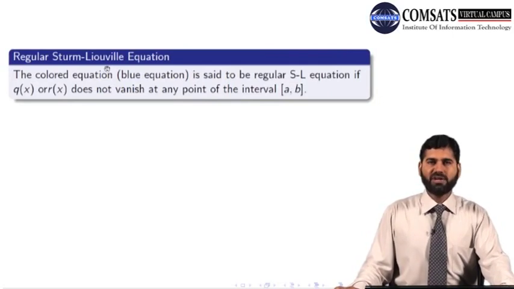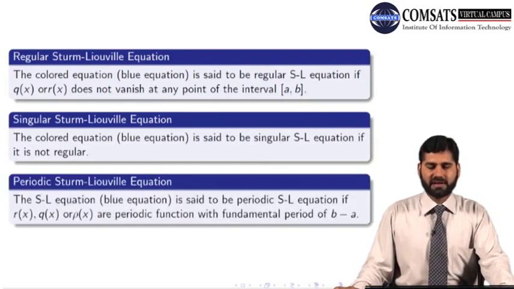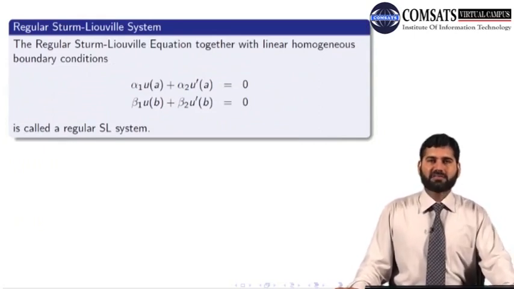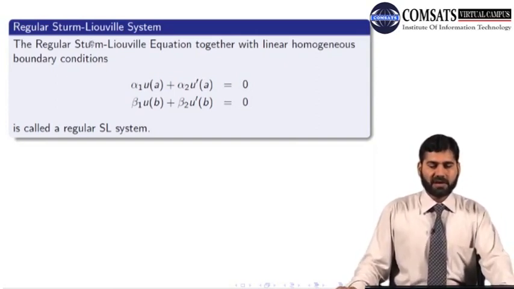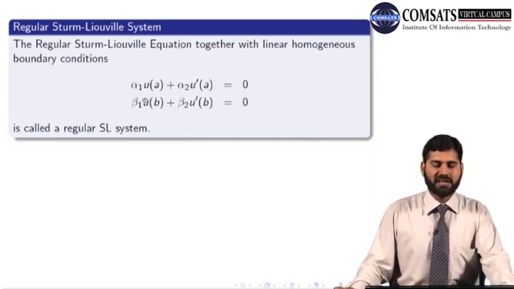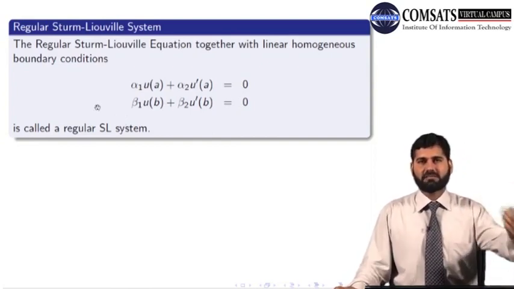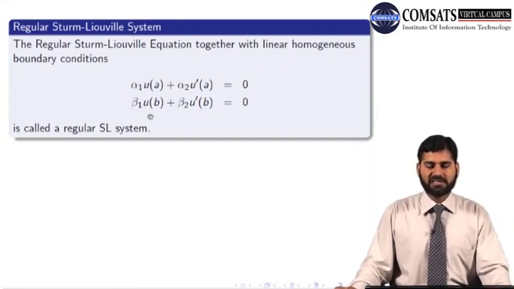All right, so we have three properties right there: regular SL problem, singular SL problem, and periodic SL problem. We will be studying the regular SL problem in quite detail because this is a better behaved system. The regular Sturm-Liouville equation together with the linear homogeneous boundary condition is called a regular SL system, because now it's a boundary value problem, the equation together with the boundary conditions, and the boundary conditions are homogeneous.